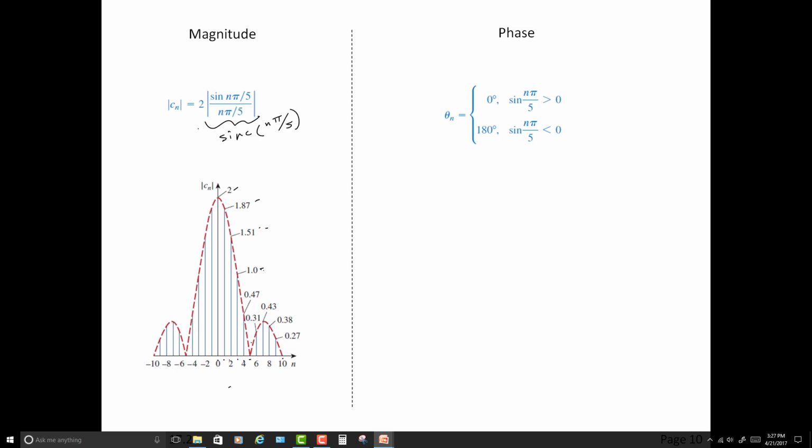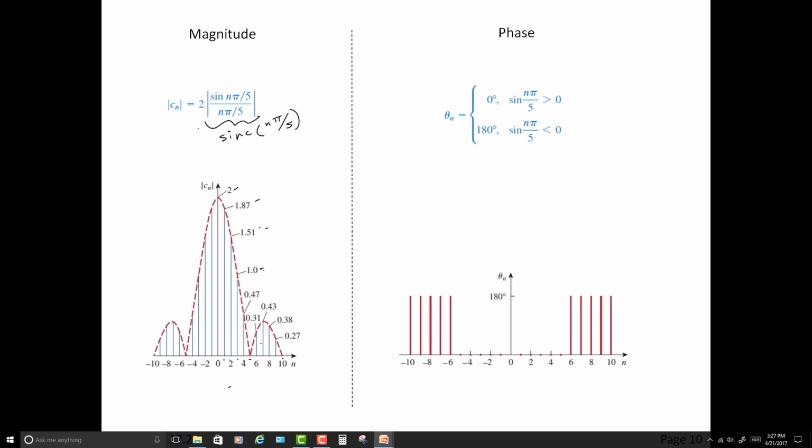The phase now, I'm repeating this, the phase only occurs in two forms. So what does that look like? Well, that just looks like a whole bunch of spikes with nothing happening between plus and minus 5. And then it's fixed. It's either 0 or 180, I mean. Very interesting functions, but important.